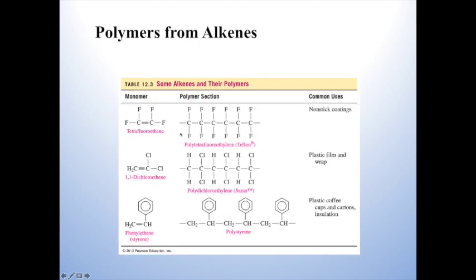Then you can have tetrafluoroethene, which is shown here. This can be made into polytetrafluoroethylene or Teflon, which is used for non-stick coatings. There's 1,1-dichloroethene, which you can use to make polydichloroethene or saran wrap. And then phenylethene or styrene can be made into polystyrene, which is used for plastic coffee cups and cartons or insulation.